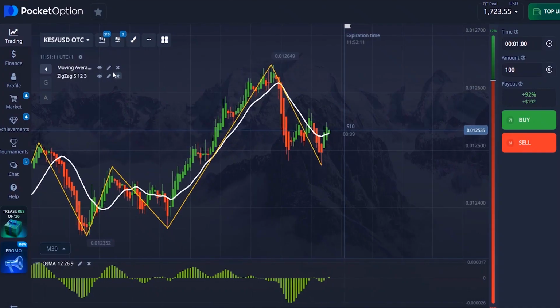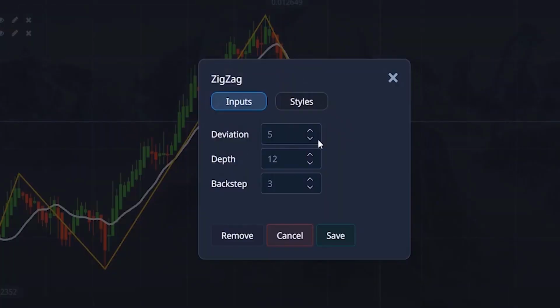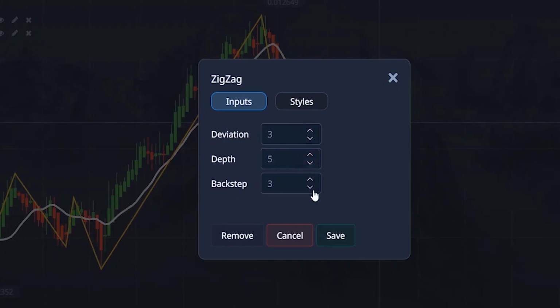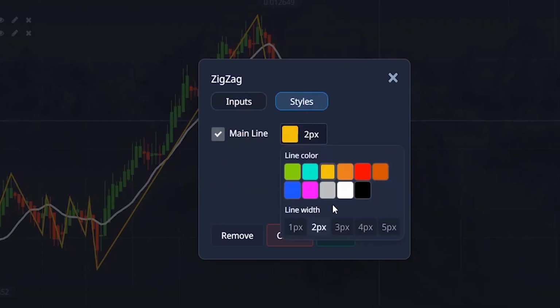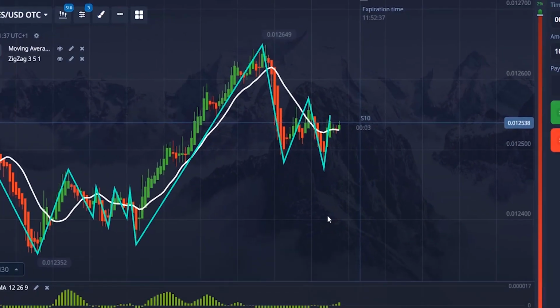My Zig Zag indicator comes with the deviation. Let me set it as 3. The depth, I'm going to set as 5. While the back step, I'll set it as 1. Right here on the style level, I'm going to be using this color and I'll set it to be on 3 pixels. So when I'm done, I'll click on save.